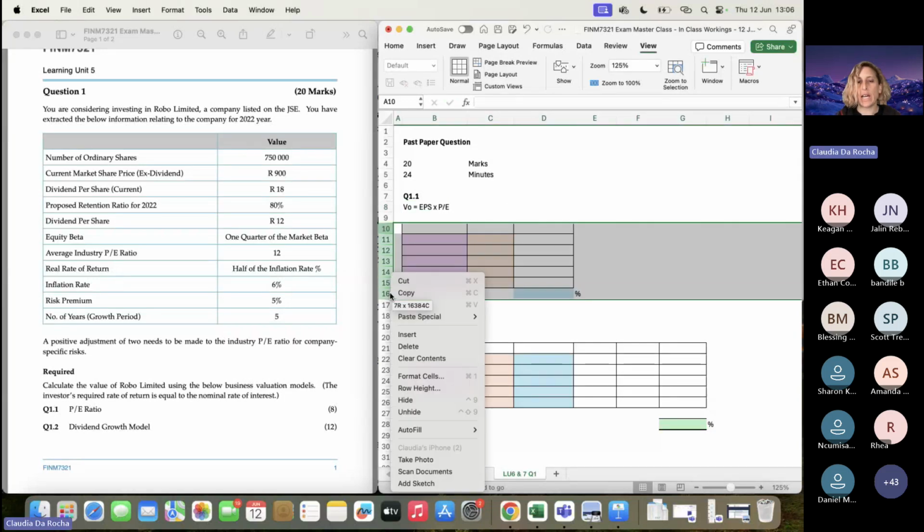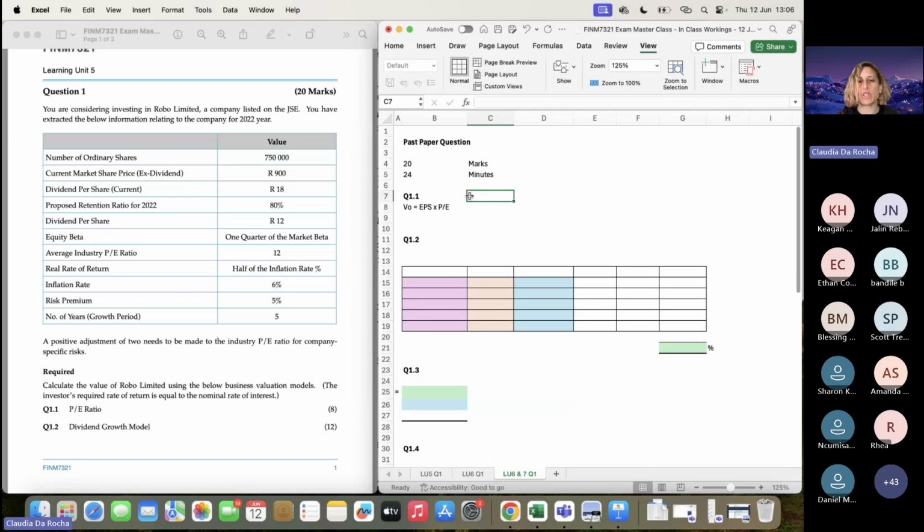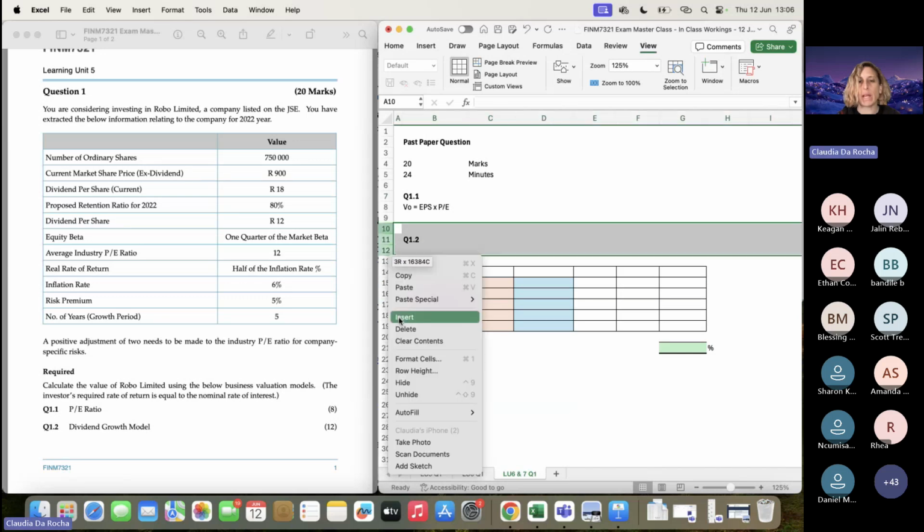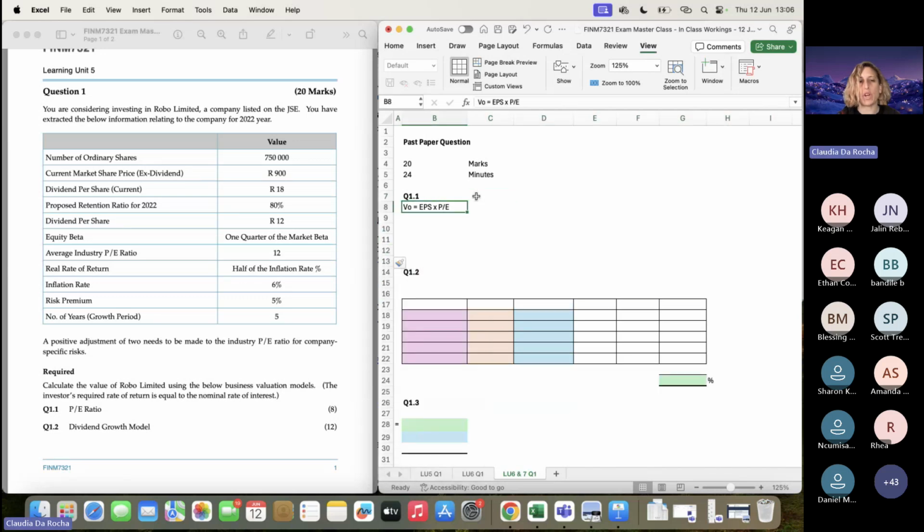Okay, so now we look at what elements we have. We have V0 being the value per share. We don't have that. EPS. Okay, well, before we do that, let's just go through all the details. So we've written down the formula. It says you're considering Invest Robo Limited, a company listed on the JSE. You have extracted the below information for 2020. So you've got the number of ordinary shares, great, current share price, ex-dividend, dividend per share.